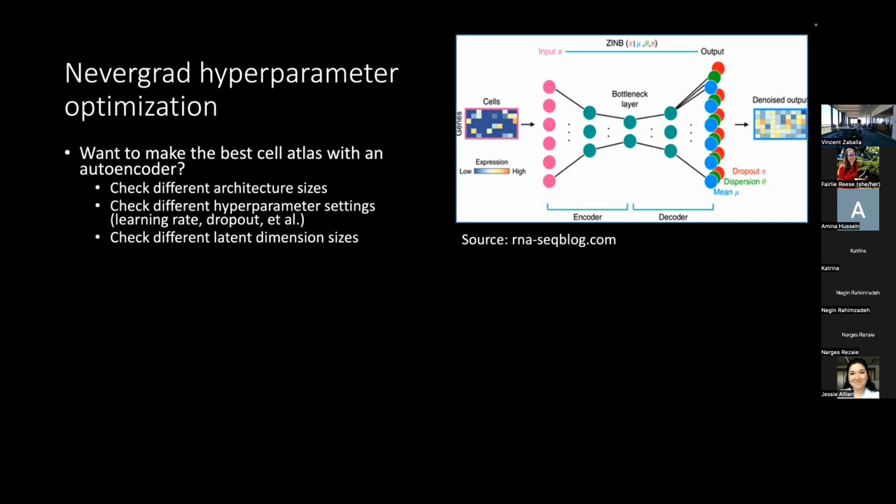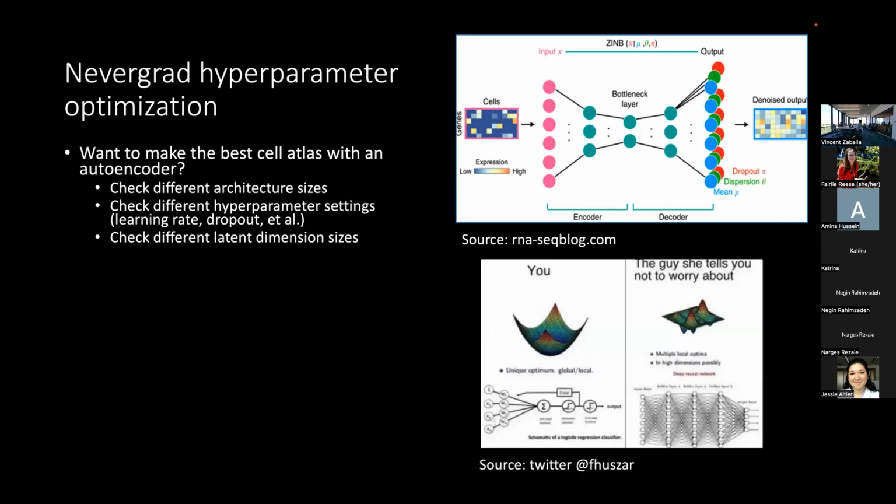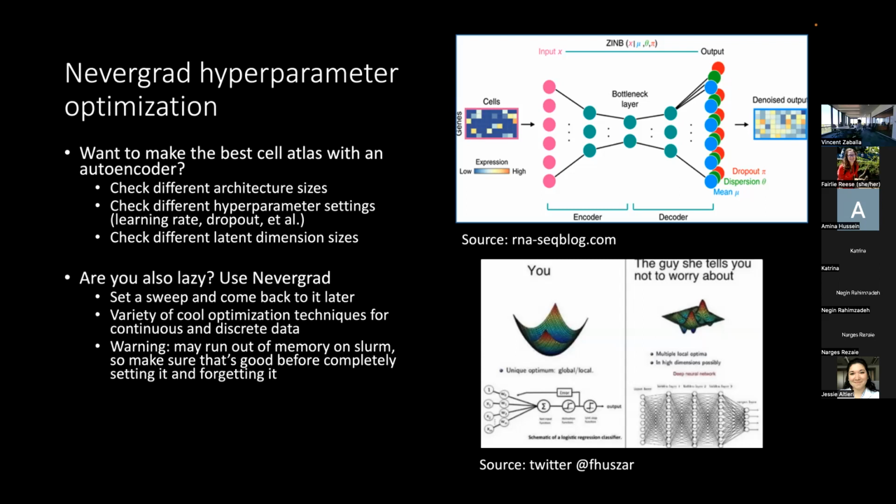It quickly adds up to a lot of things. Also, in deep learning, it's a non-convex function that you're looking at, so you have a lot of local minima. You want to try and find some global minimum, so that adds complexity inherently to deep learning. Nevergrad is a useful solution: you can set some sweep and it'll do it for you, and you come back to it later. It uses some cool optimization techniques, like evolutionary algorithms. So use this, come back to it, and you'll find an ideal solution.